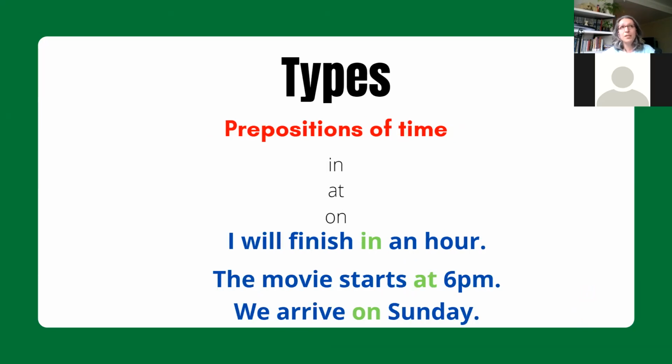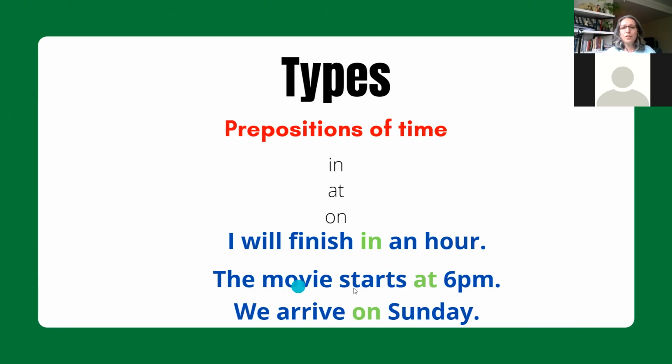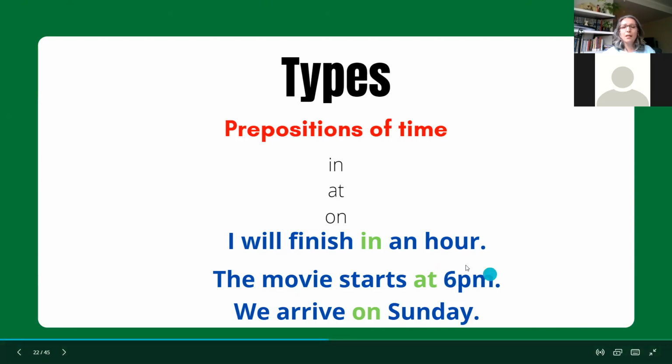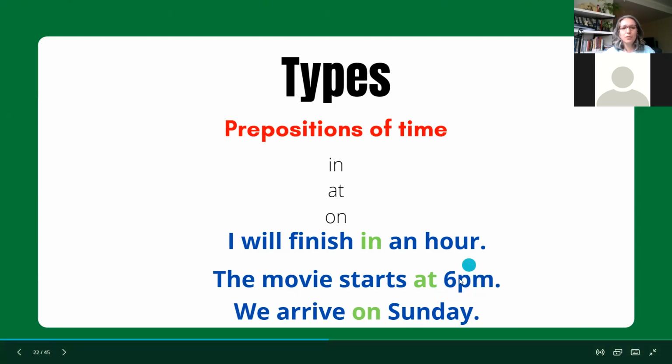We've got prepositions of time. We will finish in an hour. So an hour here would be the noun. The movie starts at 6 p.m. So this here could be considered a noun phrase. And this goes back to our traditional grammar description where there's that 10th part of speech called number. So that can fit into that. And we arrive on Sunday.